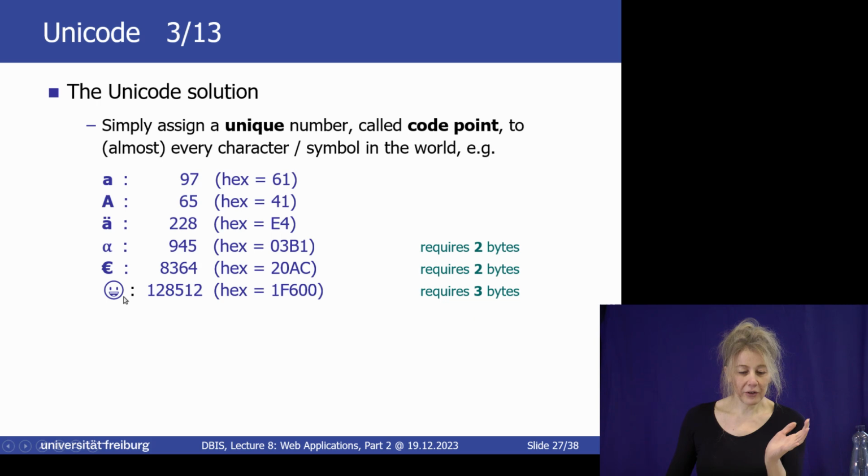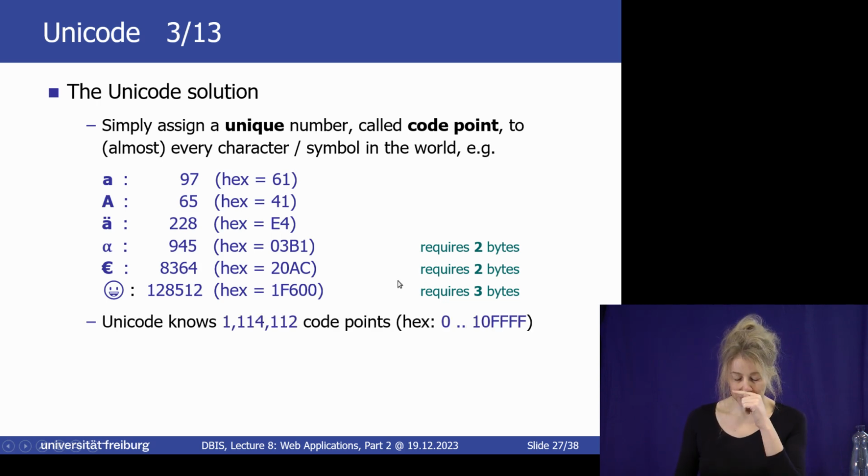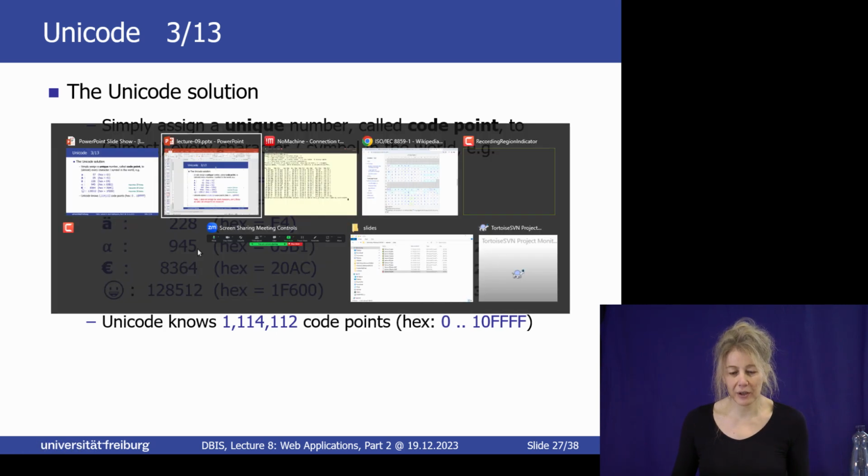And now some funny new symbols like the euro sign, they get even larger numbers. And you can see here I wrote how many bytes do you need to write this. This is fine with 1 byte. Here you already need 2 bytes. Here you need 3 bytes. And Unicode knows slightly over 1 million different of these numbers. And each number corresponds to exactly one symbol.